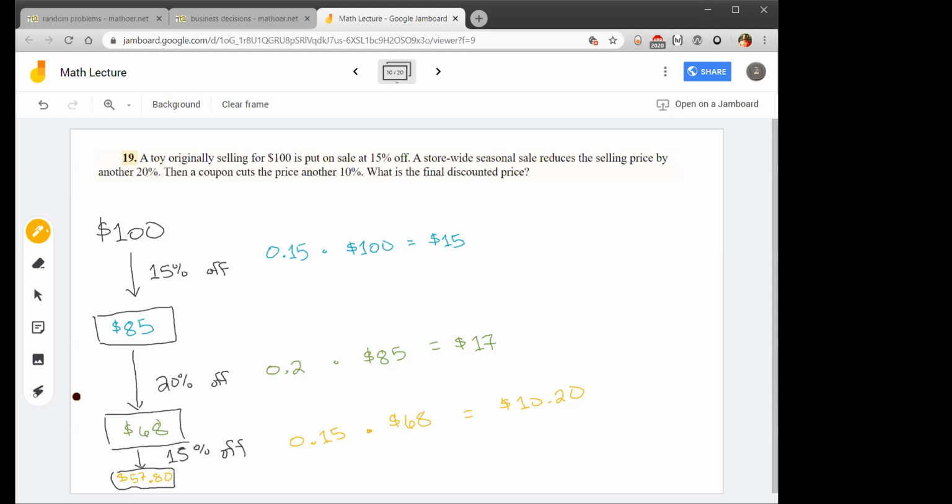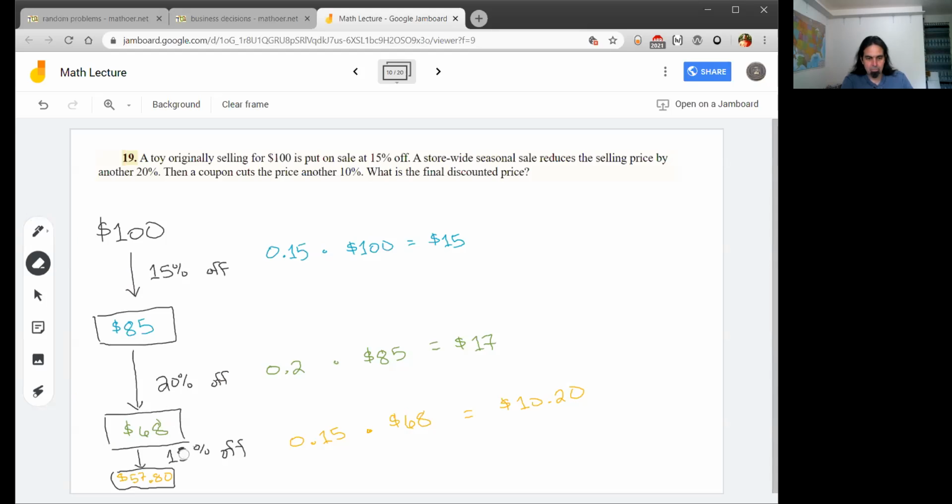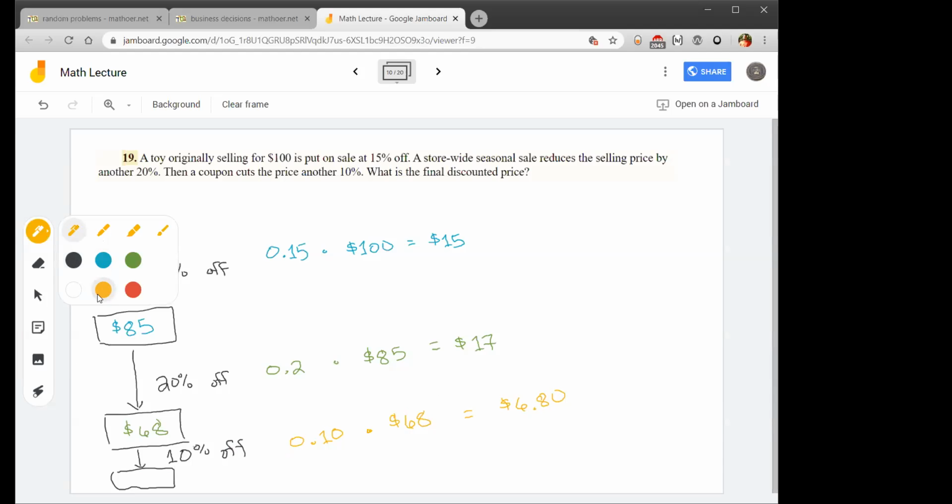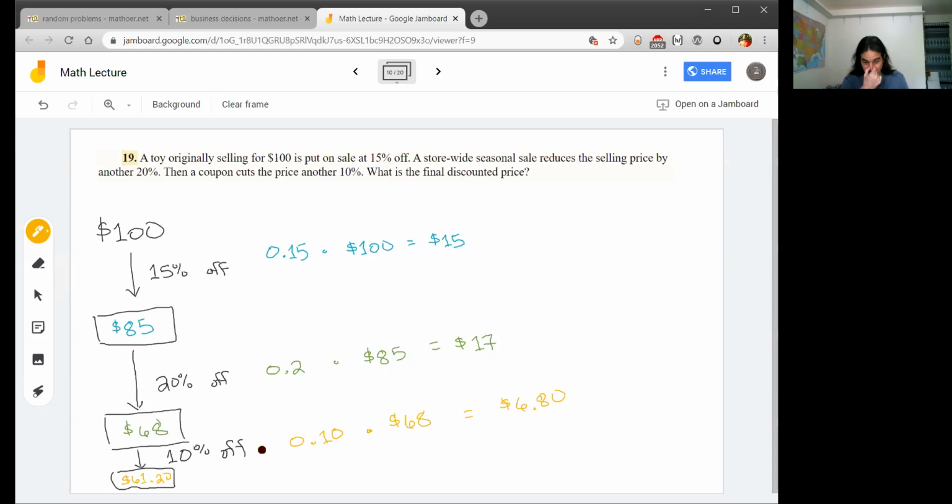Where'd you get the last 15 from? In the problem, it says 10. Oh, because I'm writing it wrong. Okay, one moment. I'm not sure why I'm not copying things right. So that's just going to be 680, 61.20. Thank you for catching my error.